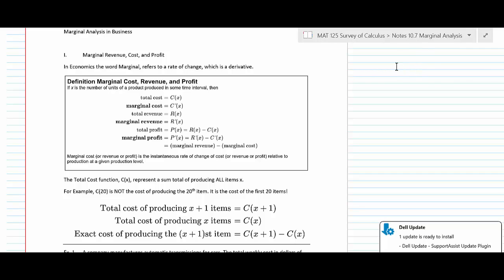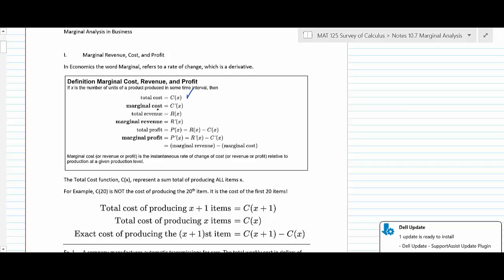I'm going to start with just some basic definitions on this. What we're going to do is what we call marginal analysis. What the word marginal in business means is you're talking about how something's changing, so you're dealing with a rate of change. You could have a total cost function. We've already looked at that a little bit.